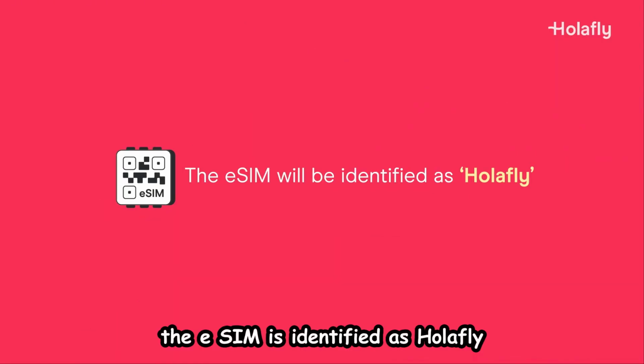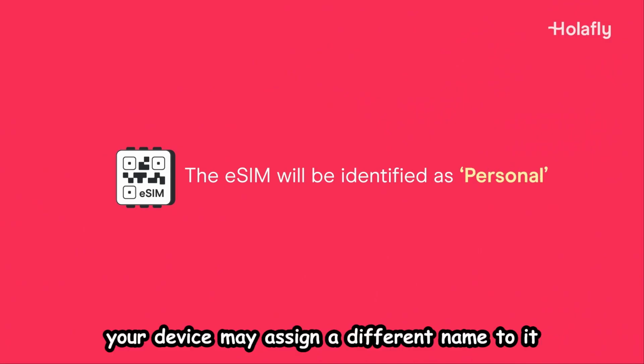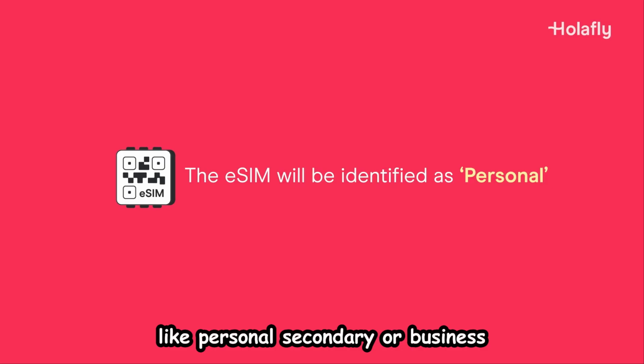The eSIM is identified as Holafly. Your device may assign a different name to it, like personal, secondary, or business.